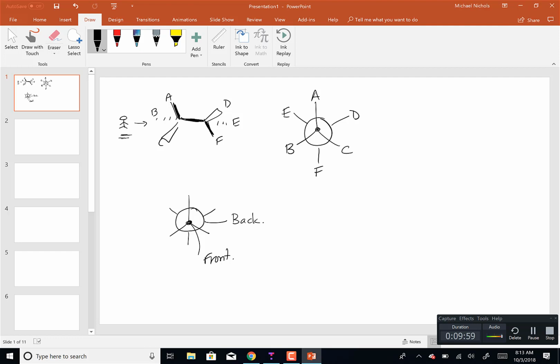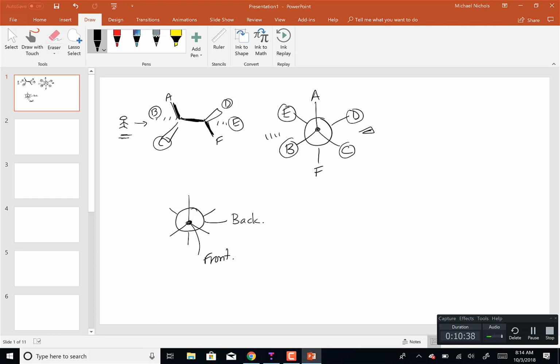And the D and the C are both on bold wedges, and so you can see the D and the C are on the same side. Jennifer? And then the E and the B are both on dashed wedges, so the E and the B are on the same side. So these ones were on the dashed wedges, these ones were on the bold wedges. So that's how we convert what's called a staggered into a Newman projection.